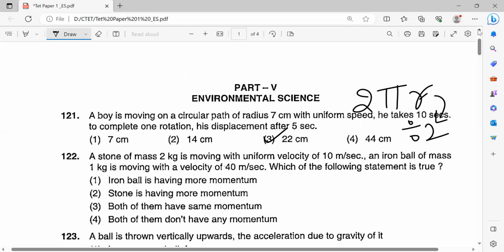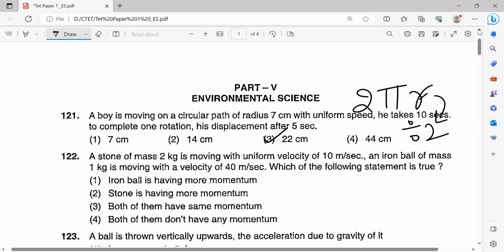Next, a stone of mass 2 kg is moving with uniform velocity 10 meter per second. An iron ball of 1 kg is moving with a velocity of 40 meter per second. Which of the following statements is true?